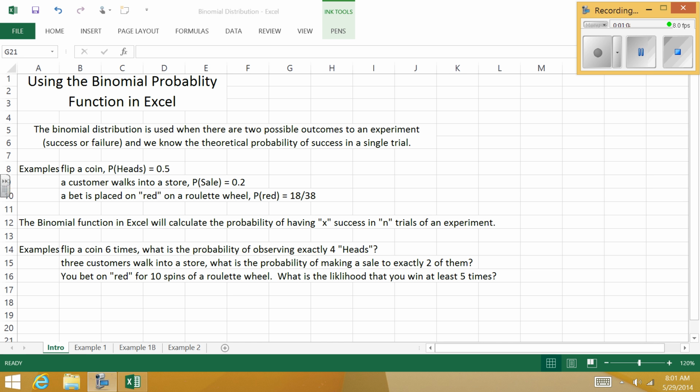So the binomial function in Excel will find the probability of having X successes in N trials of an experiment. Again, for example, if we flip a coin 6 times, that'd be 6 trials of the experiment. What is the probability of observing exactly 4 heads? So heads we're calling success here, so getting 4 heads out of 6 trials. 3 customers walk into a store. What's the probability of making a sale to exactly 2 of them? So 2 successes in 3 trials. You bet on red for 10 spins in a roulette wheel. What's the likelihood you win at least 5 times? So let's look at some examples.